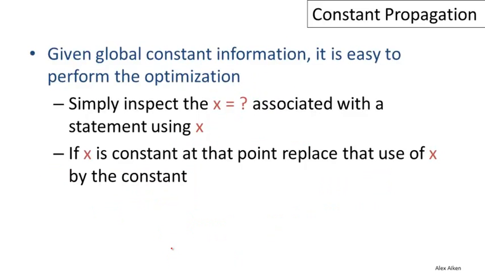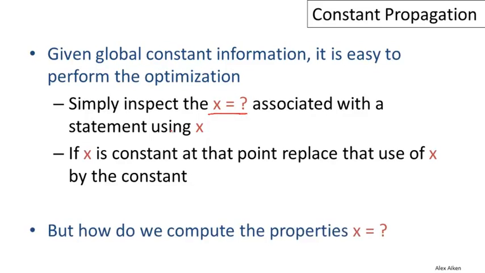Now notice that once we have the global constant information, once we know for every program point what the state of x is, it's going to be very easy to perform the optimization. We simply look at the information associated with the statement, and then it will tell us whether x is a constant when that statement executes or not. And if x is a constant at that point, then we can replace that use of x by the constant. And the crucial question, of course, is how do we compute these properties? So we did an example by hand, but how, in a systematic fashion on an arbitrary control flow graph, do we actually compute these properties for x for every program point?